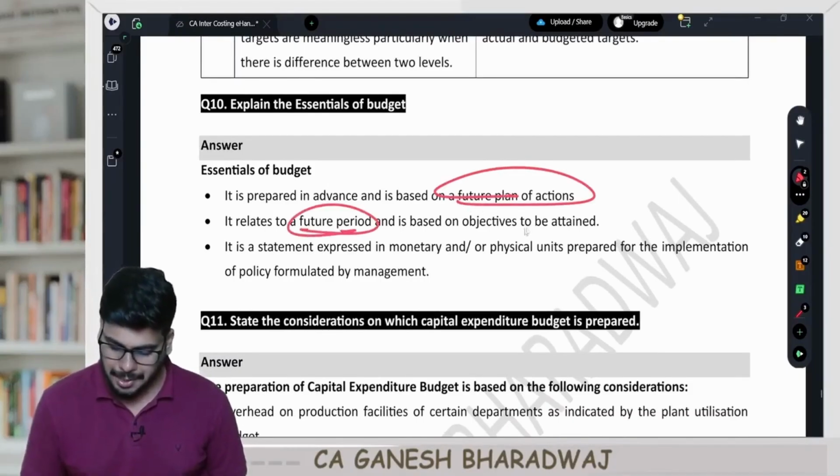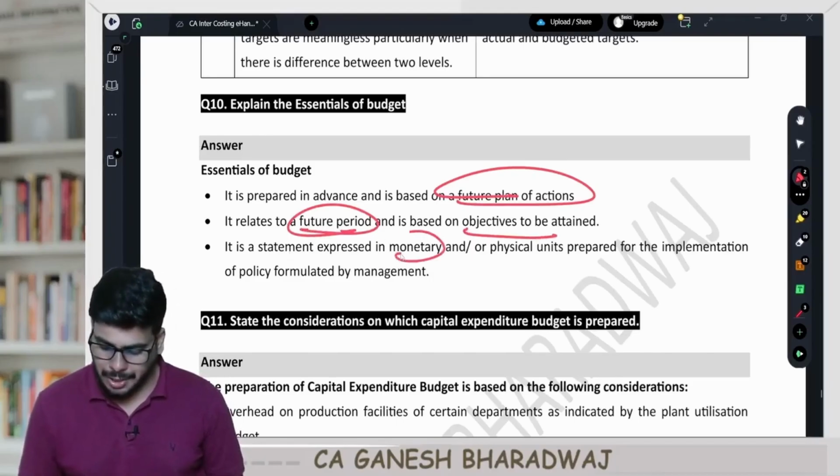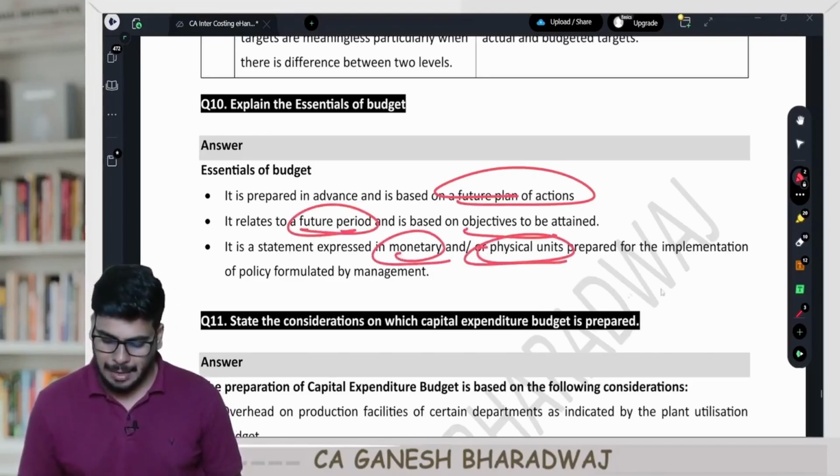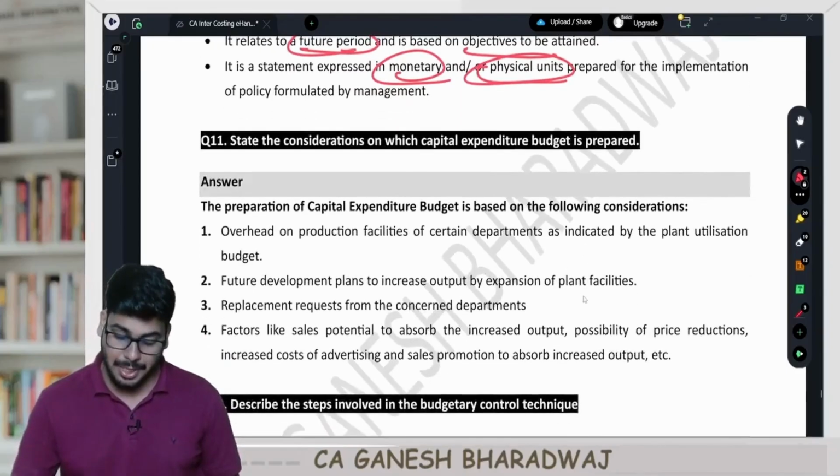It relates to a future period and is based on the objectives to be achieved. It is a statement expressed in monetary and/or physical units, prepared for implementation. Clear with this, guys, right?